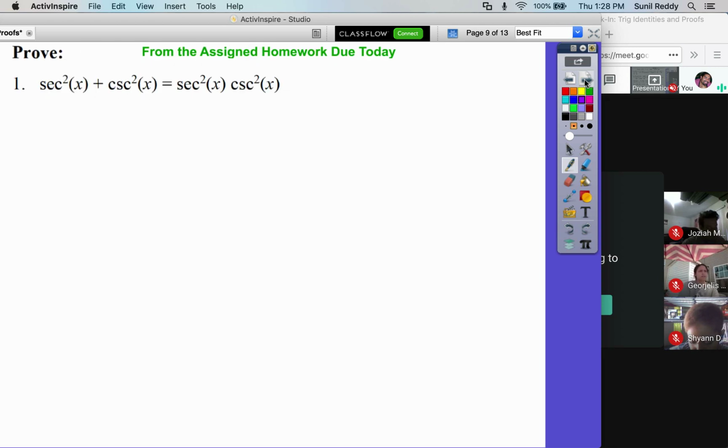So let me actually go into doing the proofs that I gave you guys, okay? And again, if you have questions, shout out at me. So this first one, proving that secant squared plus cosecant squared equals secant squared times cosecant squared. So again, you always start with the left-hand side.